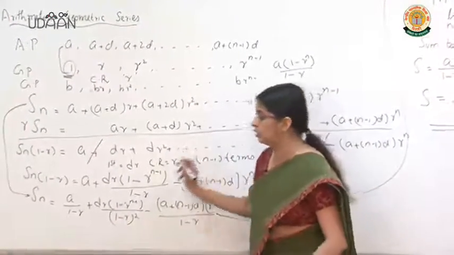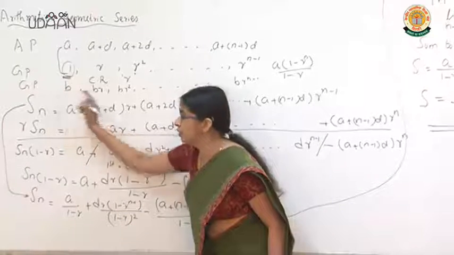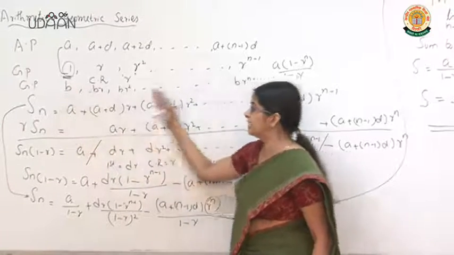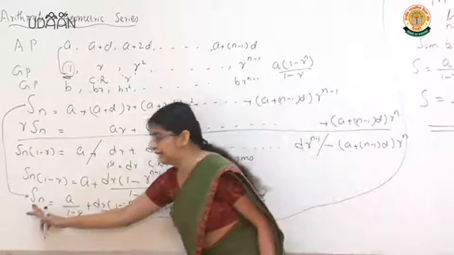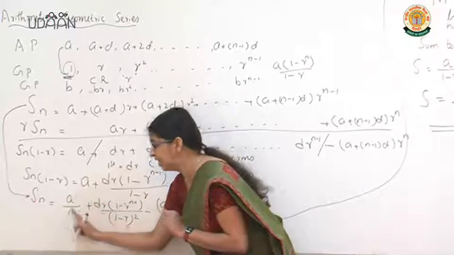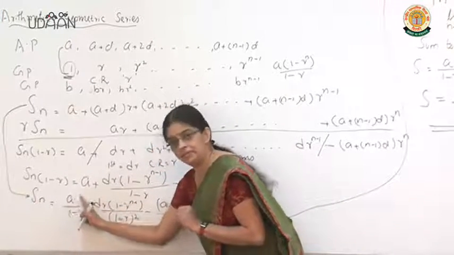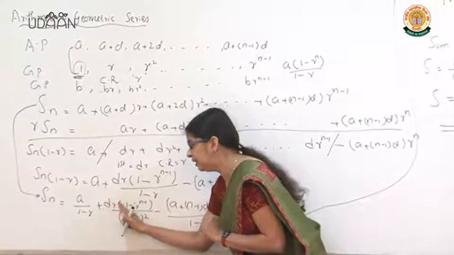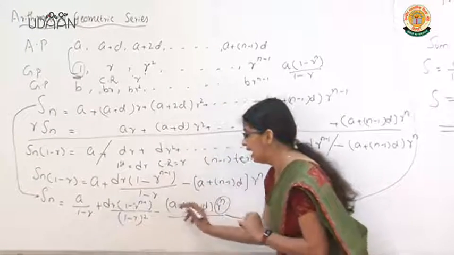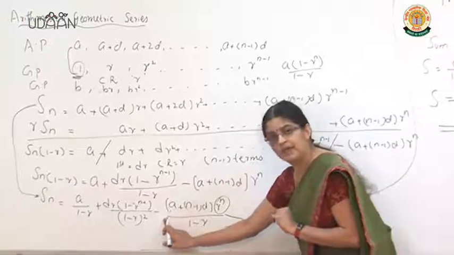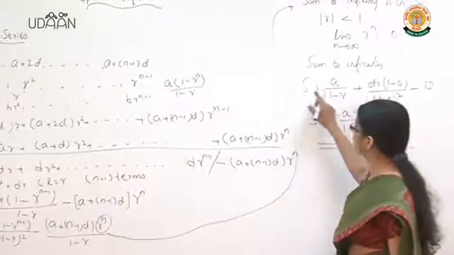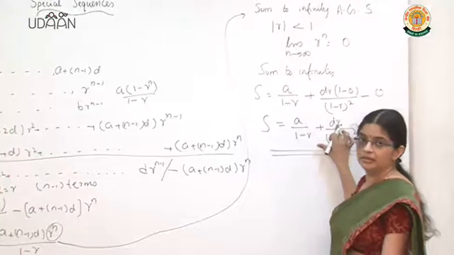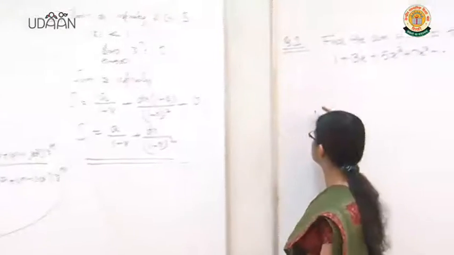Try it once and see. The first term of the geometric progression, if we take it as b, that is, the geometric progression is b, br, br square, etc. Then for Sn, the only difference will be instead of a by 1 minus r, it will be ab by 1 minus r. The second term will be multiplied by b, and the third term again will be multiplied by b. Same is the case with sum to infinity. Each term will be multiplied by b. Is it clear? First question.